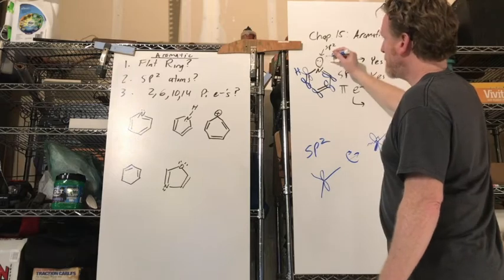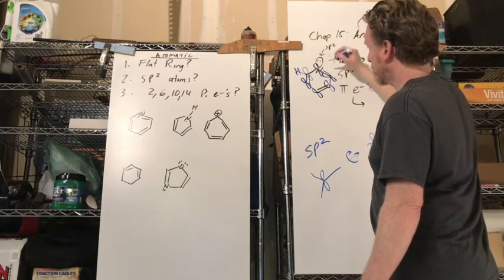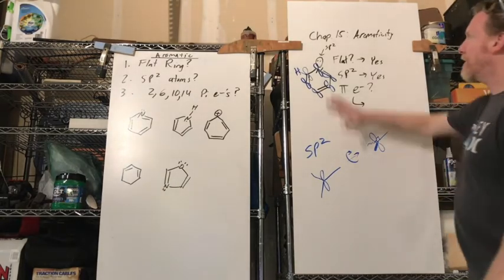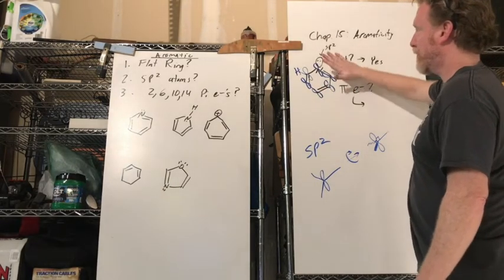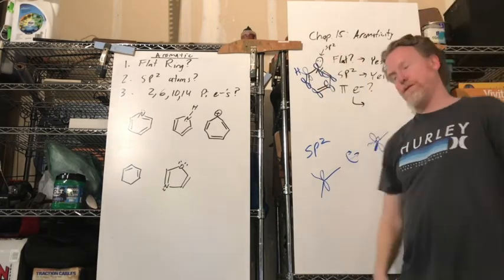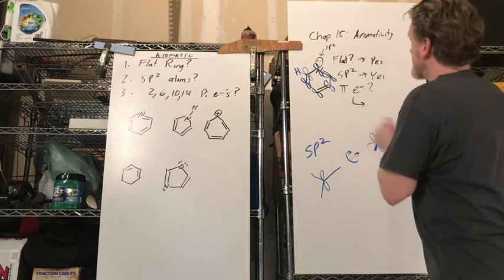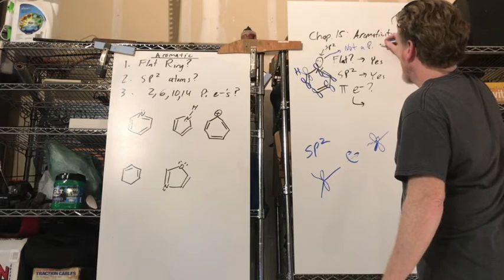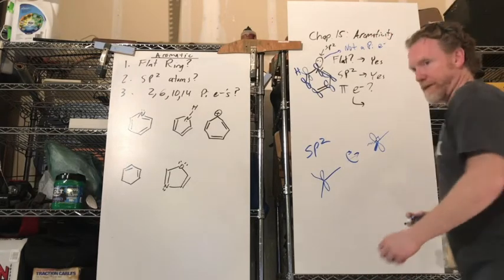And now what about this nitrogen? It has a p orbital too. What about that lone pair? Is that in the p orbital? No, that lone pair is in the plane of the board. The p orbitals are coming out of the plane of the board. So this one is not a pi electron. It's not pi bonding.